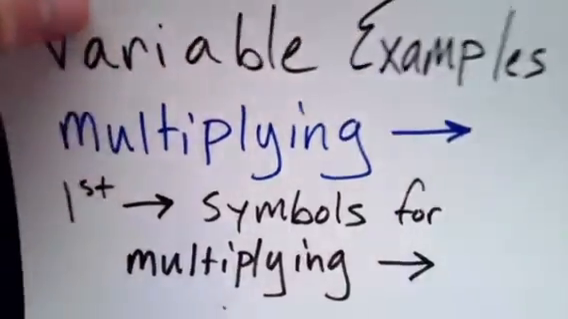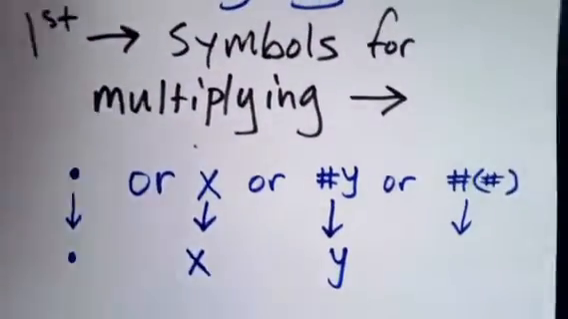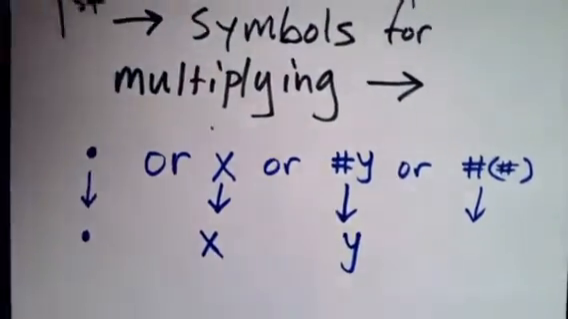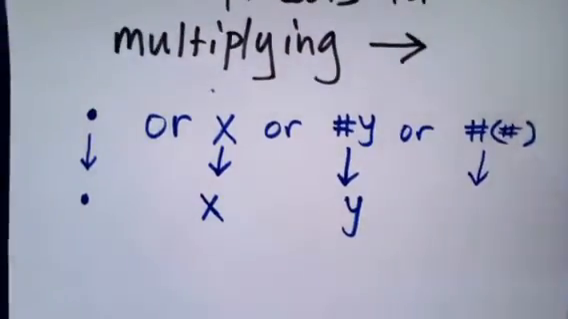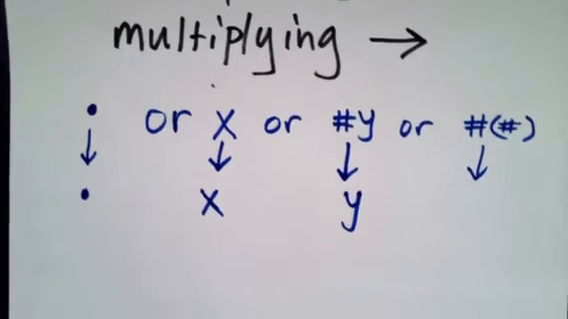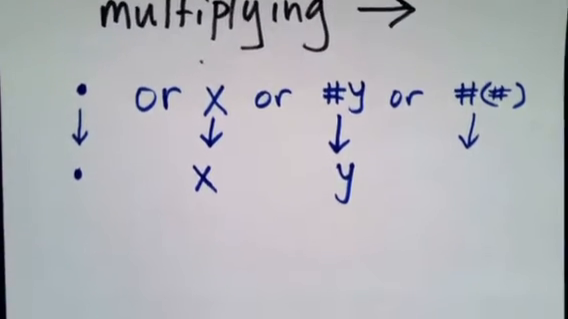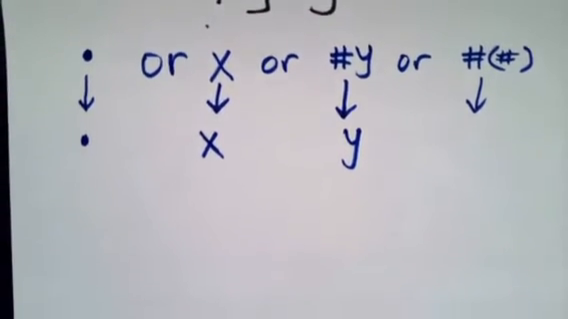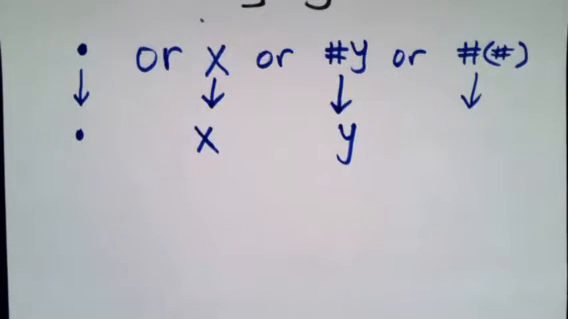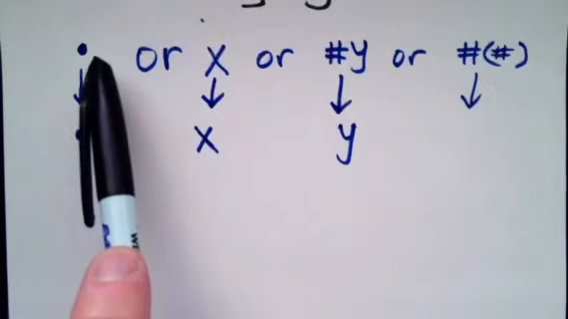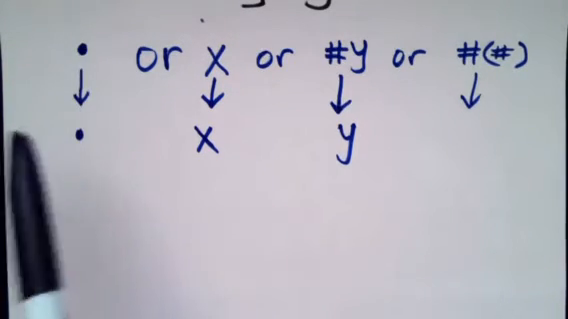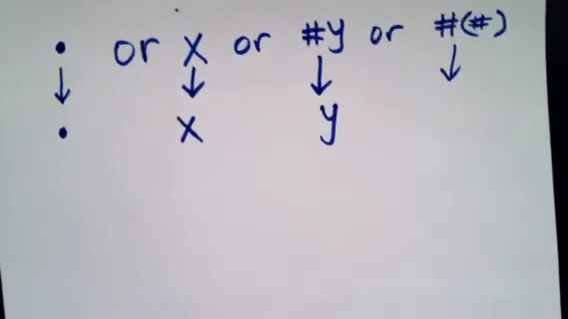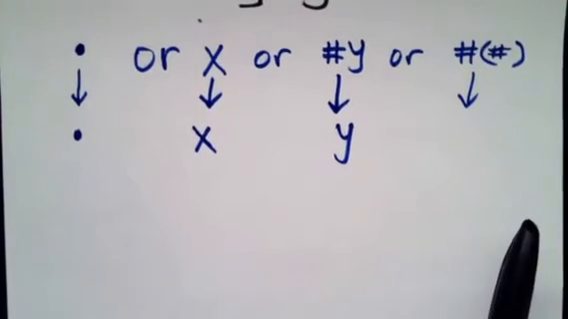So here I'm going to show you the symbols, and then I will show you an example of the symbols, and then we can go ahead after that and I can show you some examples of using variables in multiplying using these three indicators. So here the first indicator of multiplication is a dot. You got to be careful because sometimes this dot can represent a decimal, right? Sometimes it can represent a decimal.